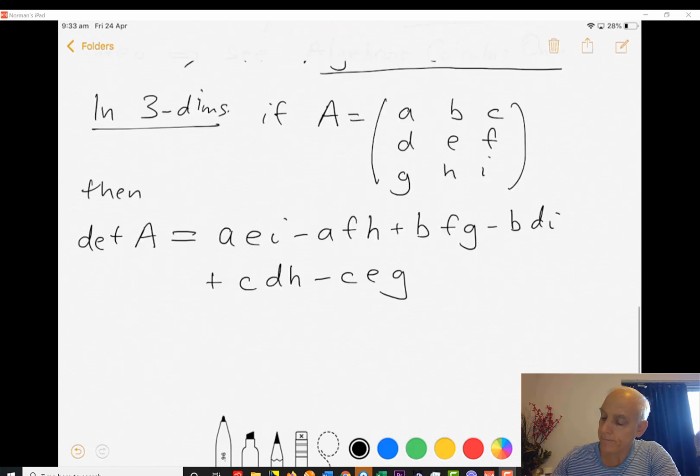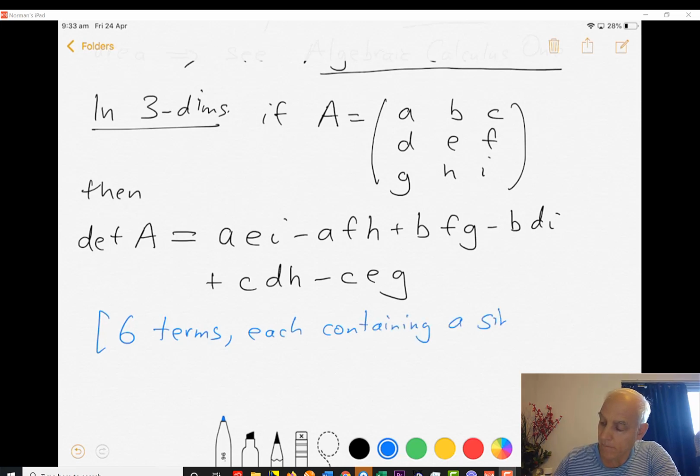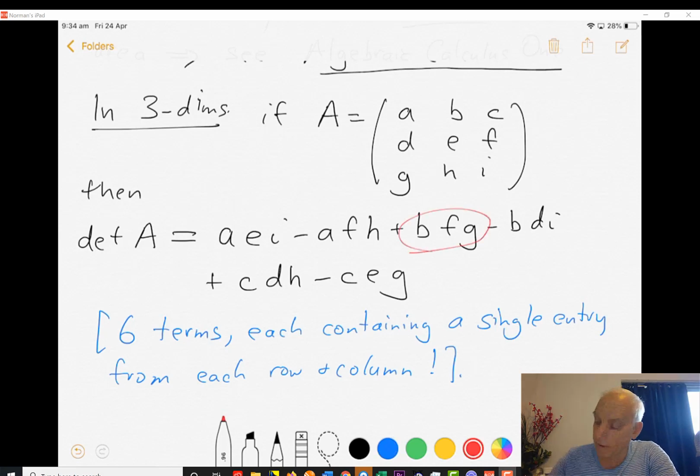If you stare at this, you'll see that there are 6 terms, with each containing a single entry from each row and column. So for example, if we look at, say, BFG, that's that term times that term times that term. And indeed, those 3 terms, there's 1 in each row and 1 in each column. And all these 6 terms all have exactly that property.